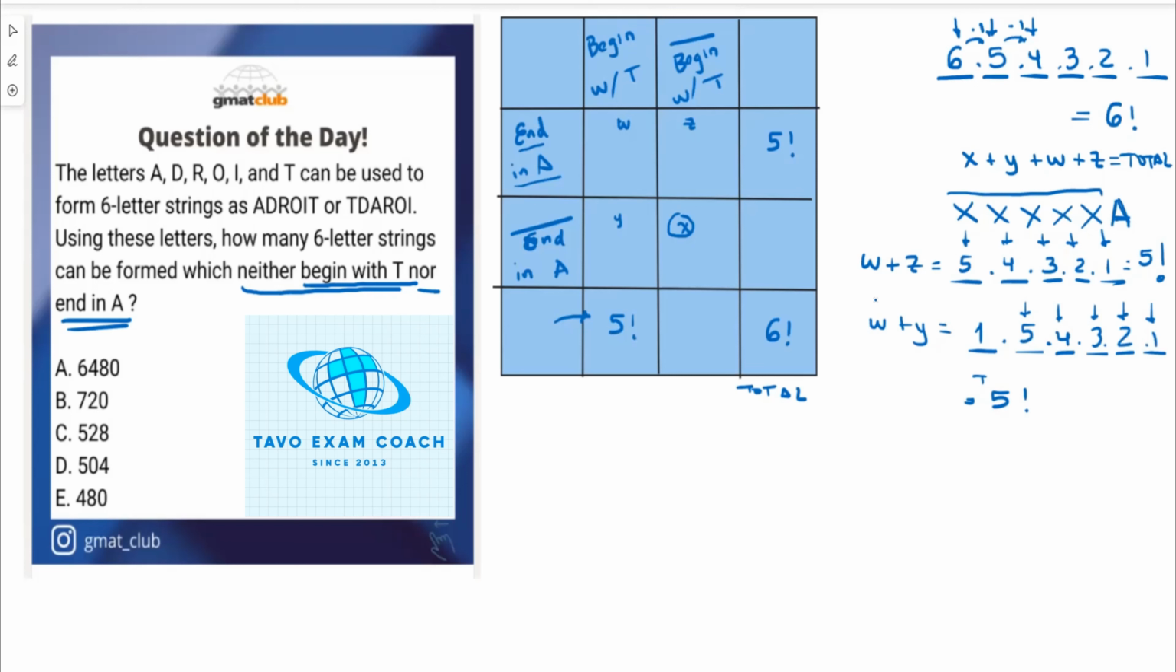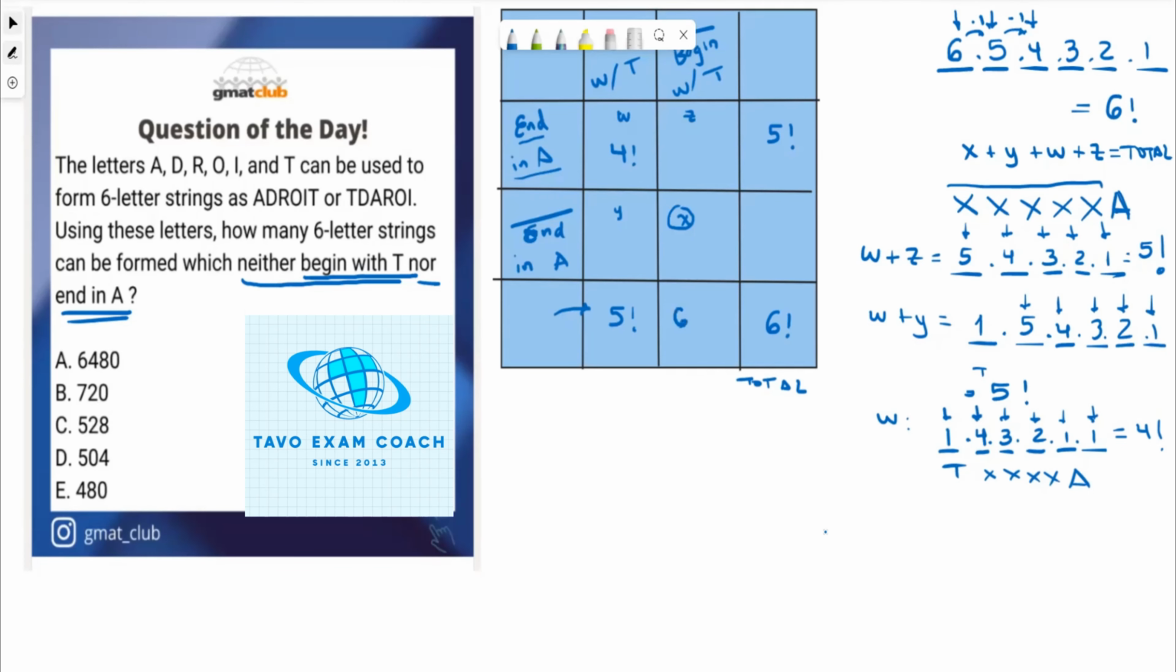And then we can see that the value of W can be calculated for those strings beginning in T, having 4 intermediate letters, then ending in A. So what is the number of options for these strings? In the first position, we got just 1 option. In the last position, we also got 1 option. Then in the second position, it could be any of the 4 remaining letters. Then any of the 3 left, then 2, and then 1. So the total here, according to our principle of multiplication, would be 4 factorial. So we know this to be 4 factorial. Here we have this difference.